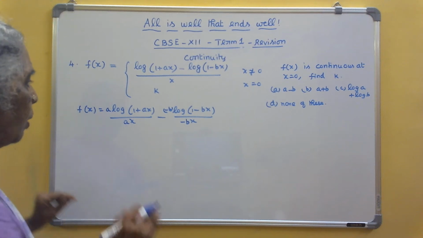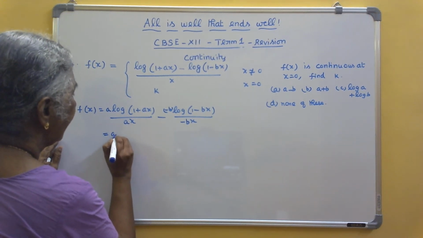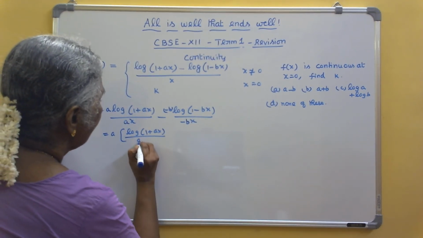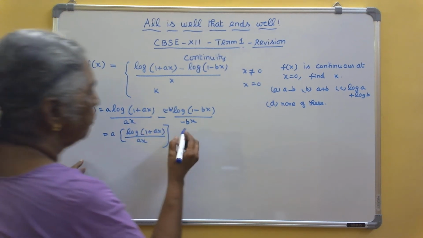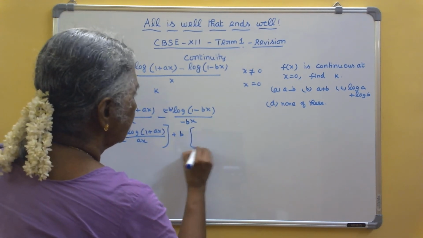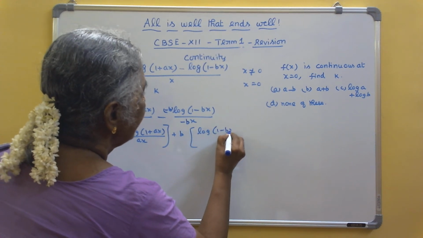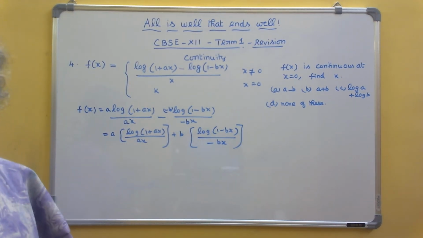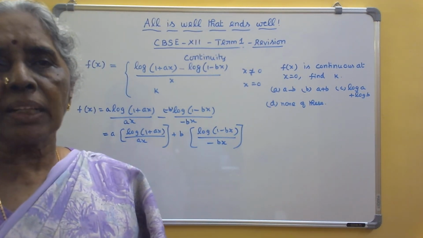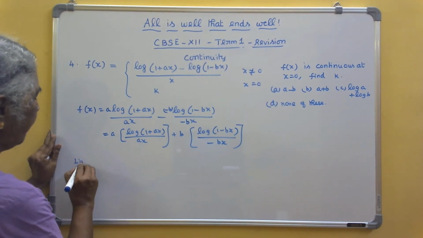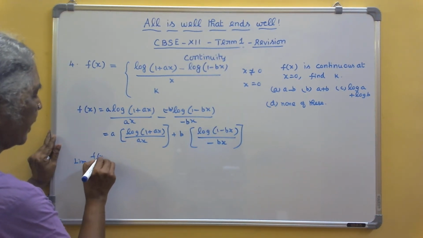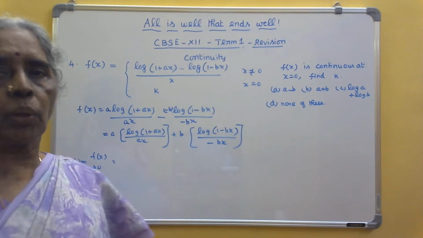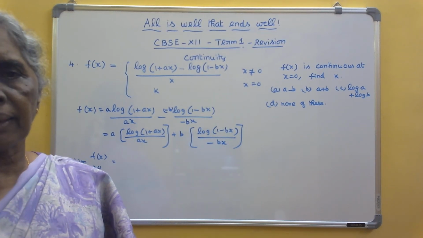Right? So now I will actually get a into log 1 plus ax by ax. Then this minus and that minus will make it plus, plus b into log 1 minus bx by minus bx. This is my f of x. Now I am going to take limit x tends to 0. So limit x tends to 0 f of x is going to be both my LHL as well as the RHL. Whenever they give you x not equal to 0, you should understand that is the LHL as well as RHL.